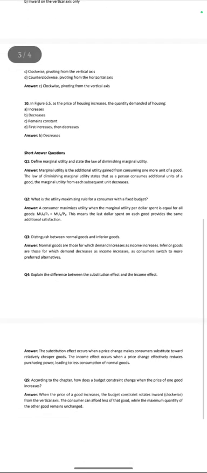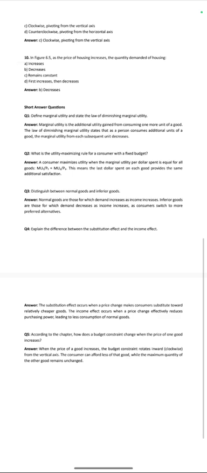Question number 2. What is the utility maximizing rule for a consumer with a fixed budget? Answer. A consumer maximizes utility when the marginal utility per dollar spent is equal for all goods. This means the last dollar spent on each good provides the same additional satisfaction.